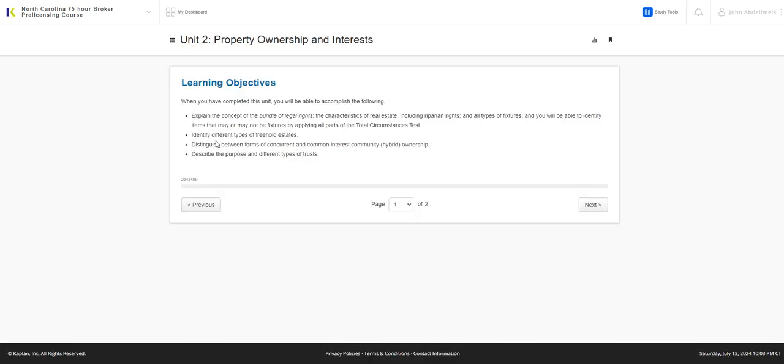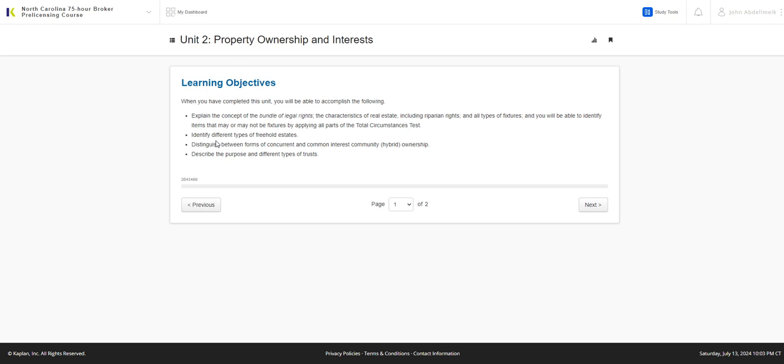The learning objectives here are, when we're done, we should be able to explain the concept of what a bundle of legal rights is, the characteristics of real estate, including riparian rights, and all types of fixtures. And not light fixtures, but fixtures. And we're going to be able to identify items that we may or may not be fixtures by applying all parts of the total circumstances test. I know that sentence is supposed to be confusing, because it's supposed to make you say, okay, I don't know those terms, let's learn them.